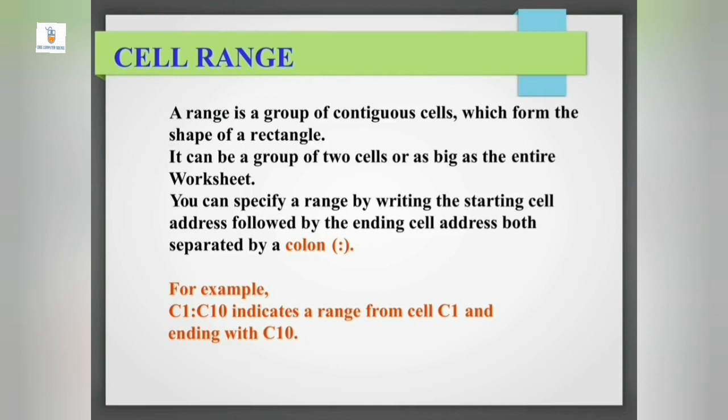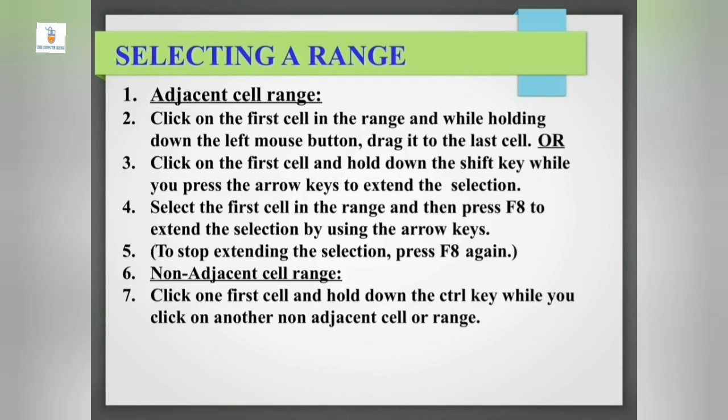So we specify a cell range by the first cell of the range and the last cell of the range separated by a colon symbol. So if I am having a range from cell A1 to say D3, then my cell range name would be A1:D3. Same way, if the first cell of my range is C1 and the ending cell is C10, then the range will be indicated by C1:C10, where C1 is the starting cell and C10 is the ending cell. We can select a cell range in multiple ways.